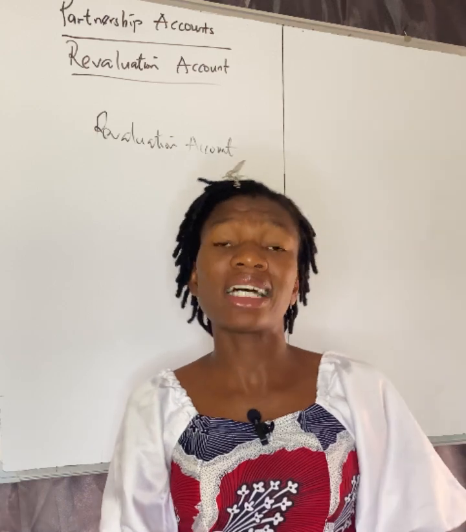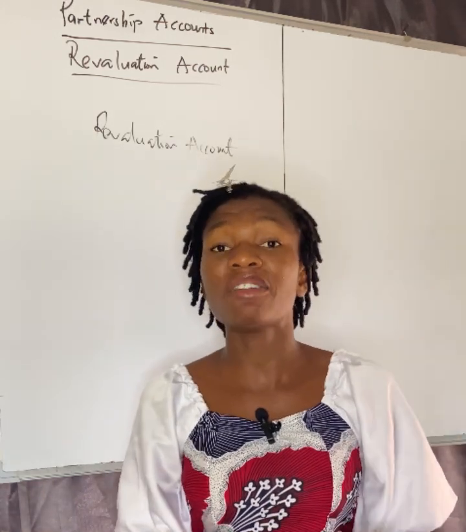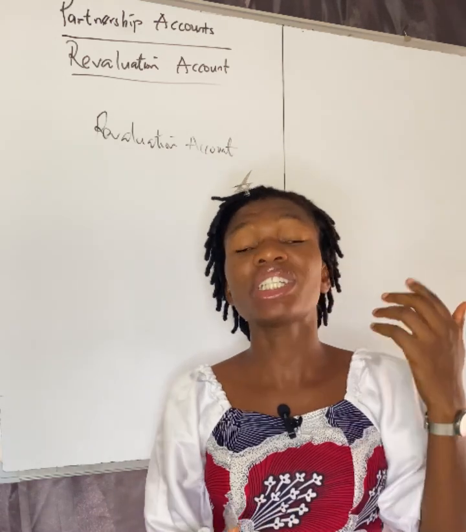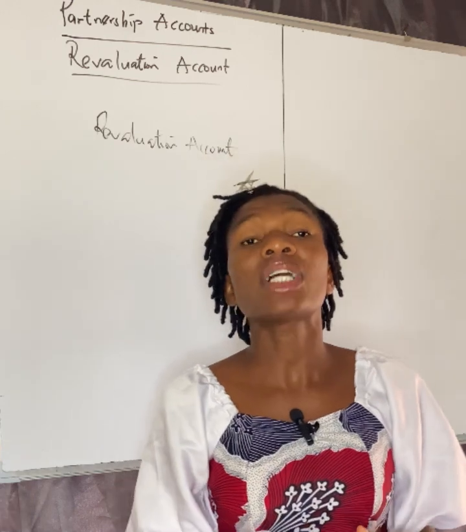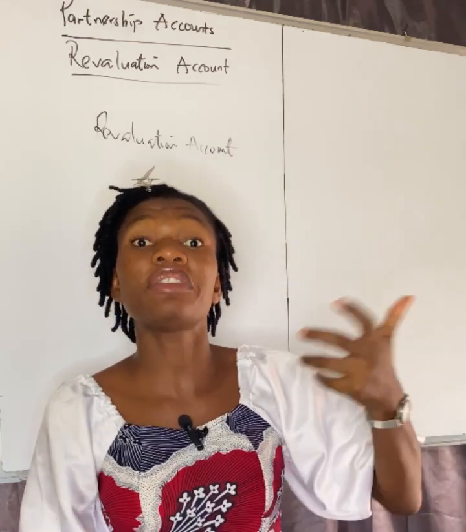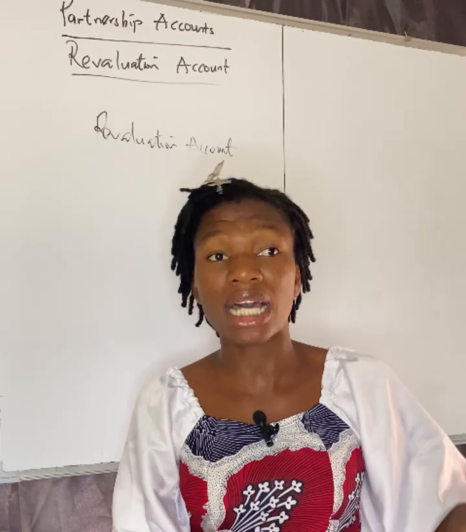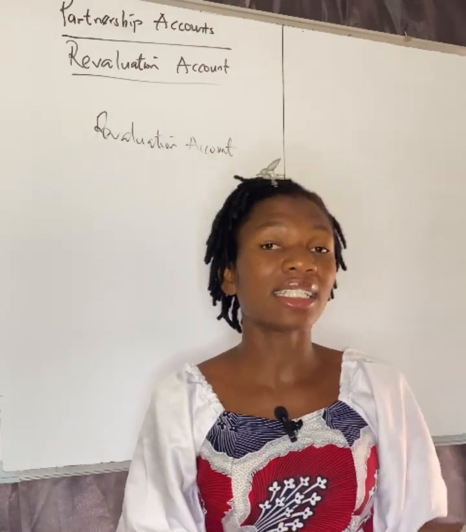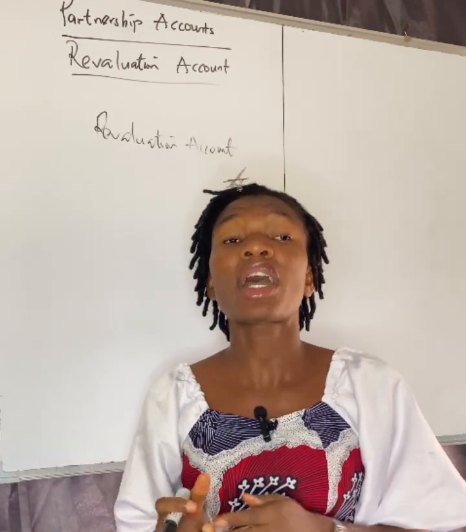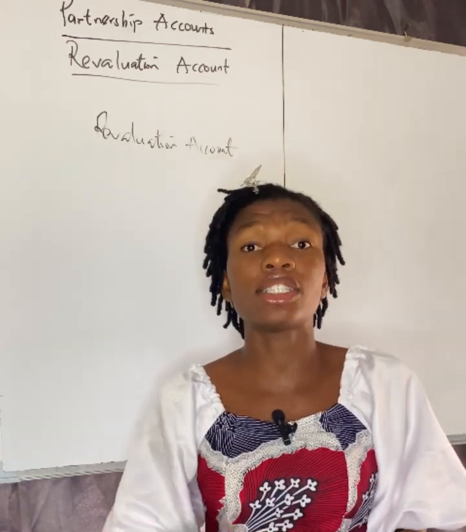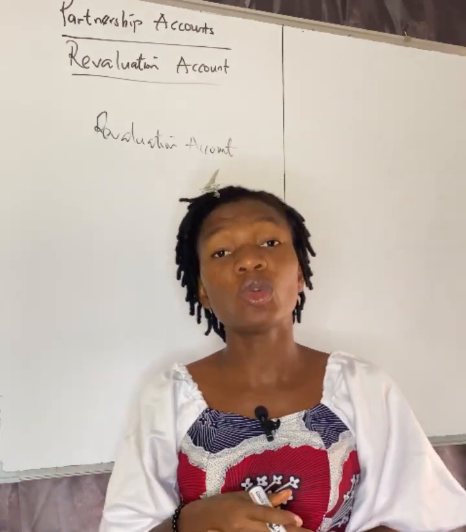In other words, every asset is a debit item, so an increase in asset is debited, and a decrease in asset value is credited. If there's an increase in the value of an asset, or if we are revaluing the asset upward, then we debit the asset and credit this revaluation account. And if we are revaluing our asset downwards, like I said, you'll be crediting the asset account and debiting the revaluation account.